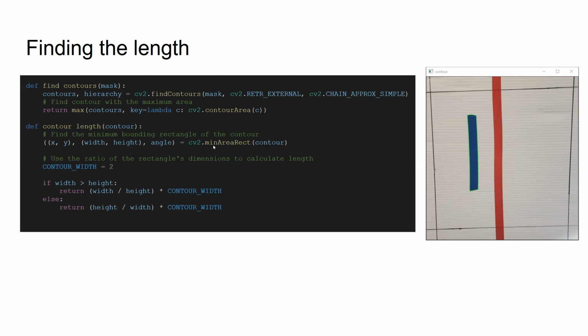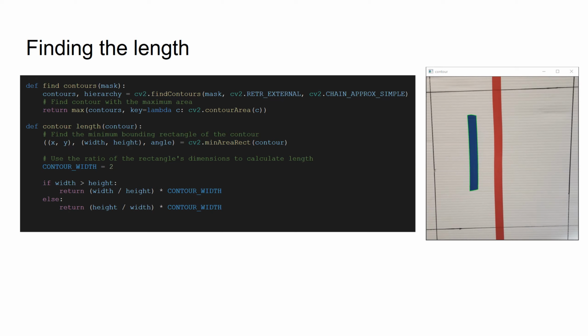We have this method called minAreaRect, which just finds the minimum rectangle that encompasses a contour. That gives you the coordinates where I think the top left corner is, the width and the height, and then the angle. So it can handle diagonal rectangles if you need it to. Once we have the width and the height, we can use a ratio between the width and the height, and since we know our width has to be 2 centimeters, multiply that ratio to get the length. So this works pretty well.